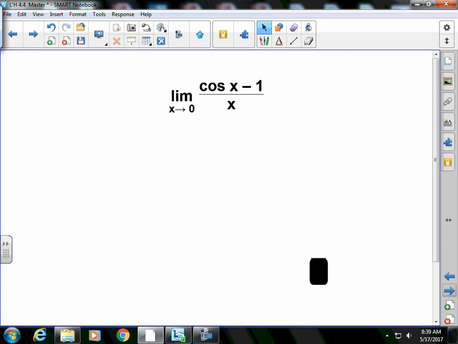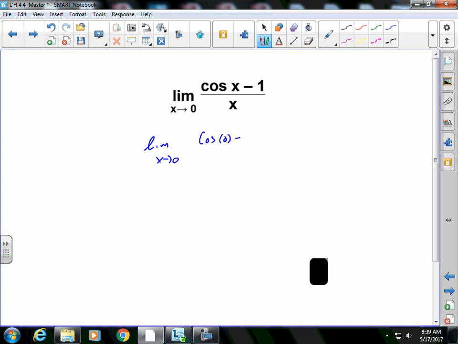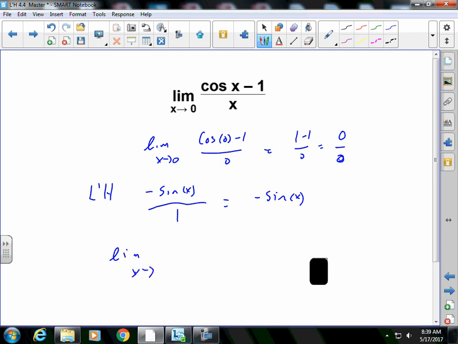Let's see another example. I'm looking at the cosine of x minus 1 over x. So I'm going to look at the limit as x approaches 0. Cosine of 0 minus 1 over 0. Well, that's 1 minus 1 over 0, or 0 over 0. So I'm justifying I have a 0 over 0, which now allows me to say I can use L'Hopital's. Taking the derivative of cosine, I get minus sine of x. Derivative of 1 is 0, and derivative of x is 1. So this is really just minus sine of x. So I want to take the limit as x approaches 0 of the opposite of sine of x. Well, sine of 0 is 0, so my answer is 0.